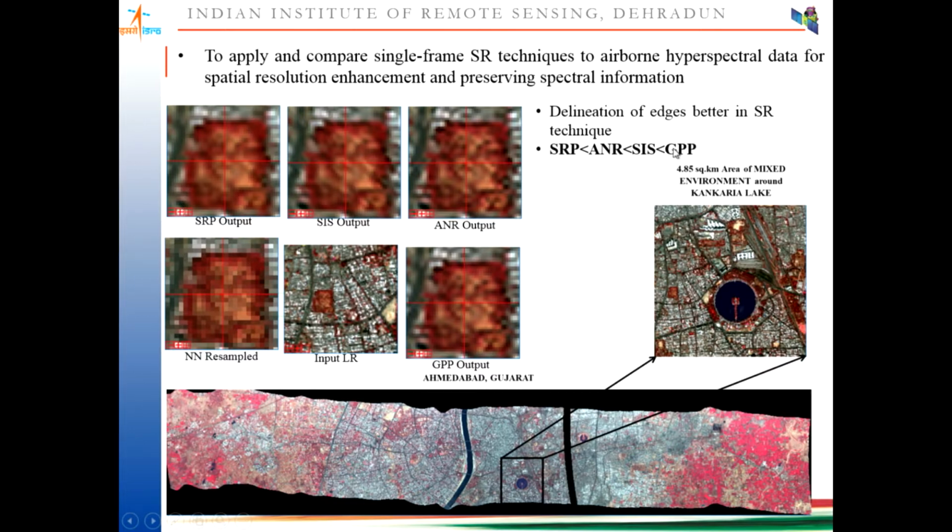So that means delineation of edges is better in the super resolution technique. Also, by different quality metrics, we came to a conclusion that SRP, regression prior, gave us better results as compared to the anchored neighborhood regression and the others. And the data was taken for Ahmedabad.